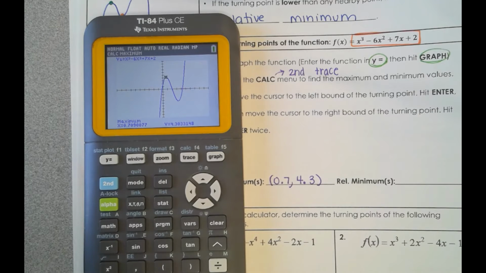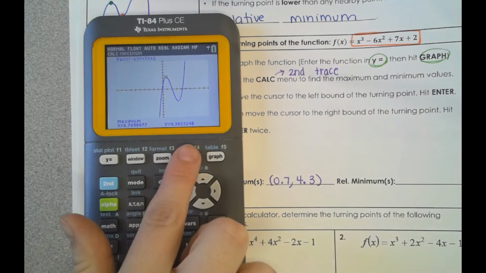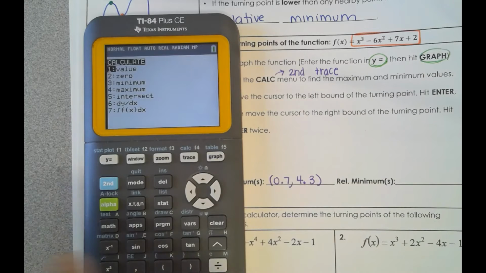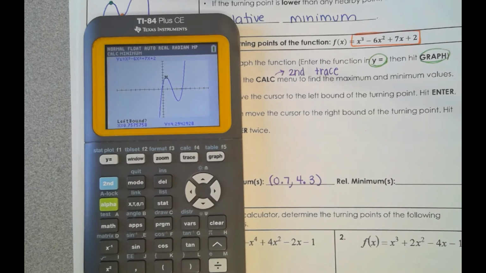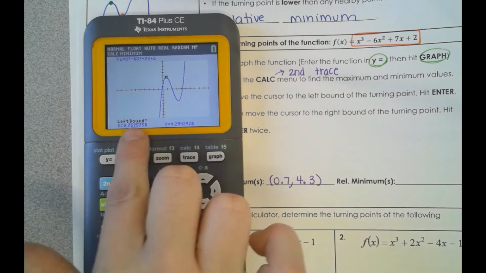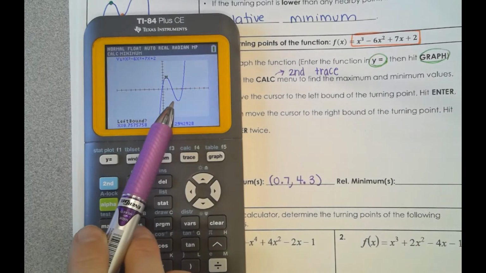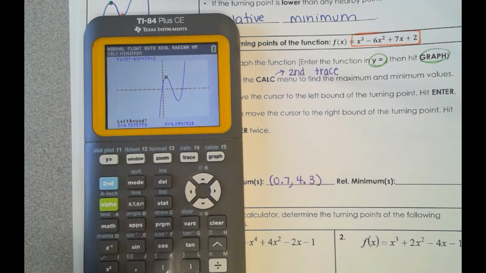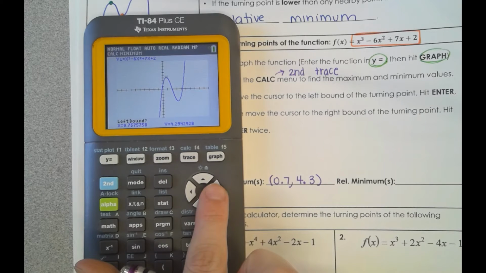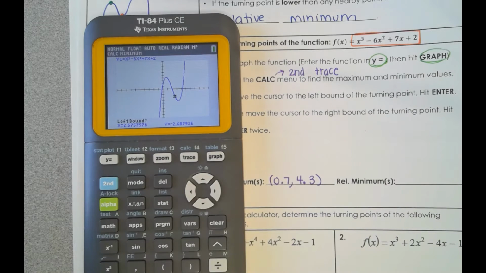We're going to follow the same steps to find the minimum. Second trace, I'm going to select number 3, and then it asks for the left bound. So if here's my minimum, I need to be just a little bit to the left of it. So about right there. If there's my minimum, my cursor is a little bit to the left.